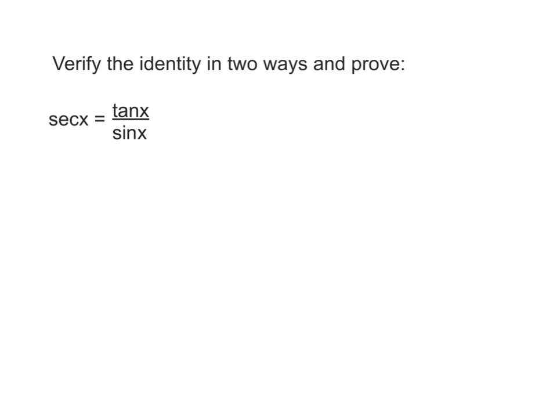So I'm going to do the filling in a value part first. I can choose anything that I want for x. I'm going to choose pi over 4. So what I would do is secant pi over 4 equals tan pi over 4 over sine pi over 4. So this is the verifying part. What I'm going to do is try to show that it's true when the angle is pi over 4. And if it's true when the angle is pi over 4, then it's probably true for all the other angles as well.